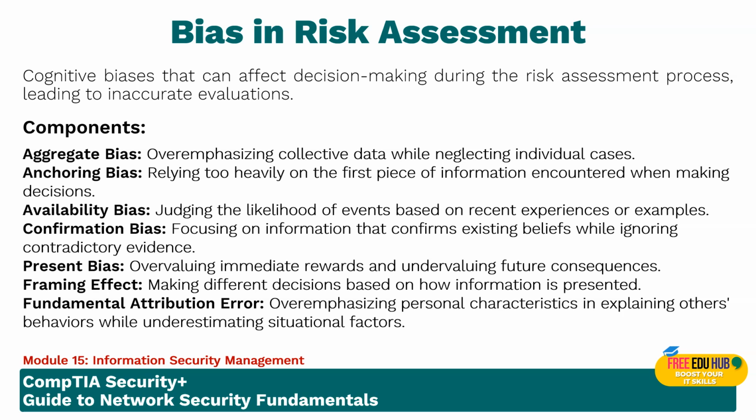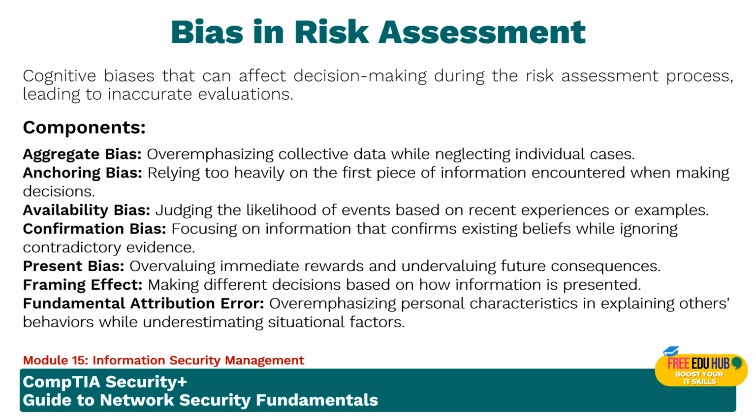Then we have anchoring bias. Anchoring bias is the tendency to rely too heavily on the first piece of information encountered. For example, if an initial risk analysis suggests a low threat level, subsequent evaluations may be influenced by those initial findings, even if new evidence suggests that a high risk is present.